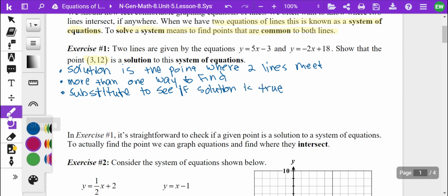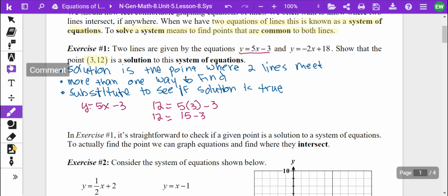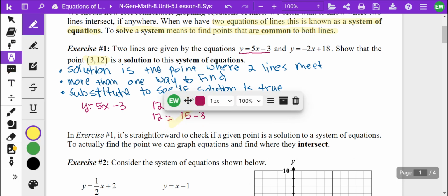Okay, I'm going to use a different color for the substitution so we don't get confused. So let's use the equation y equals 5x minus 3 first. So my y is 12, and does that equal 5 times 3 minus 3? So is 12 equal to 15 minus 3? Yes, that checks out. 15 minus 3 is 12. Solution checks out.